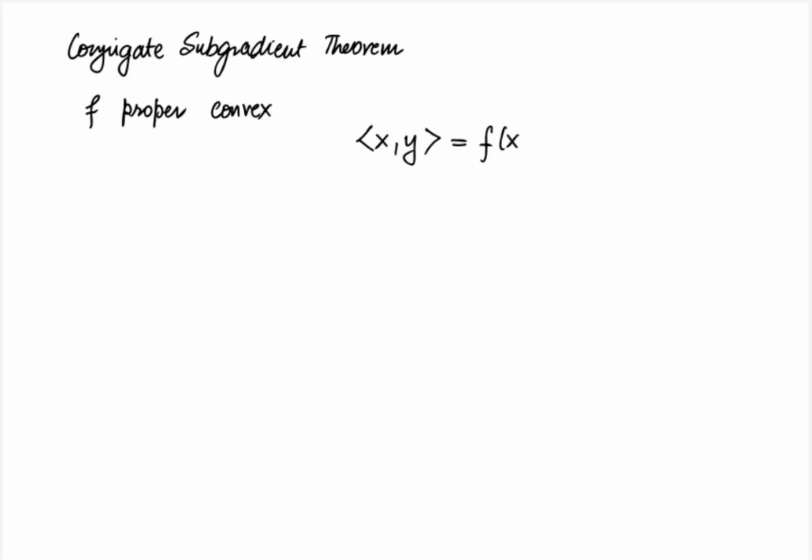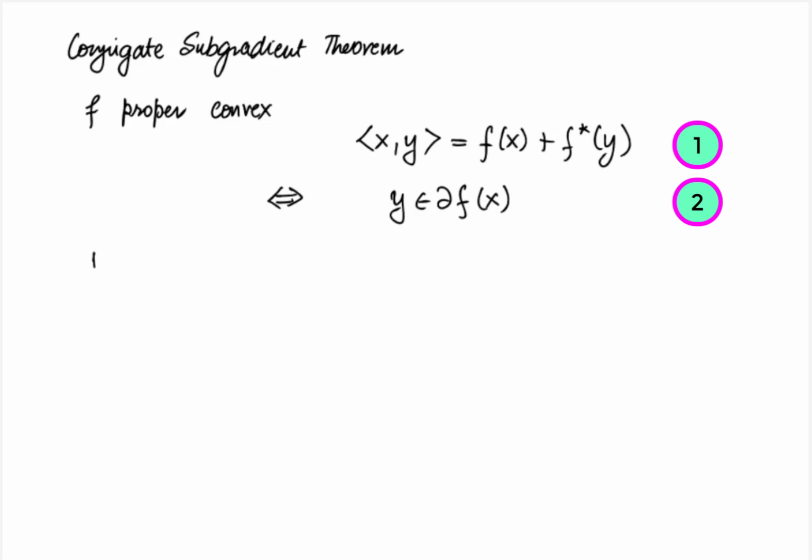Next, let us look at the conjugate subgradient theorem. Suppose that f is proper and convex and f star is the conjugate of f. Then there exist x and y such that the Fenchel inequality becomes an equality, which is that x comma y inner product is equal to f of x plus f star of y. So for these x and y, it turns out that y is a subgradient of f at x. Additionally, if f is closed, then equivalently we also have that x is a subgradient of f star at y.